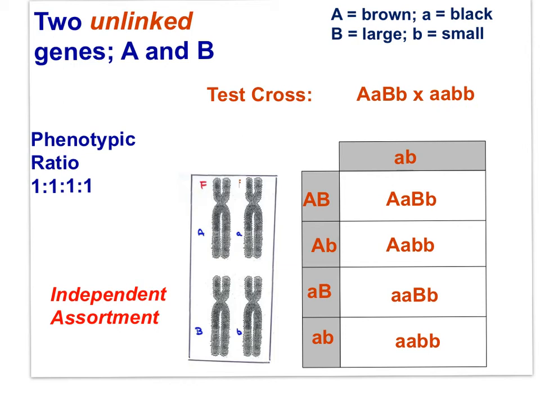Now, throughout this movie, we have been following unlinked genes. In this case, A and B, unlinked, on different chromosomes. And because of independent assortment, the dihybrid individual produces 4 gamete types. This should be review for you at this point. The homozygous recessive produces 1 gamete type. And here are the phenotypic results.